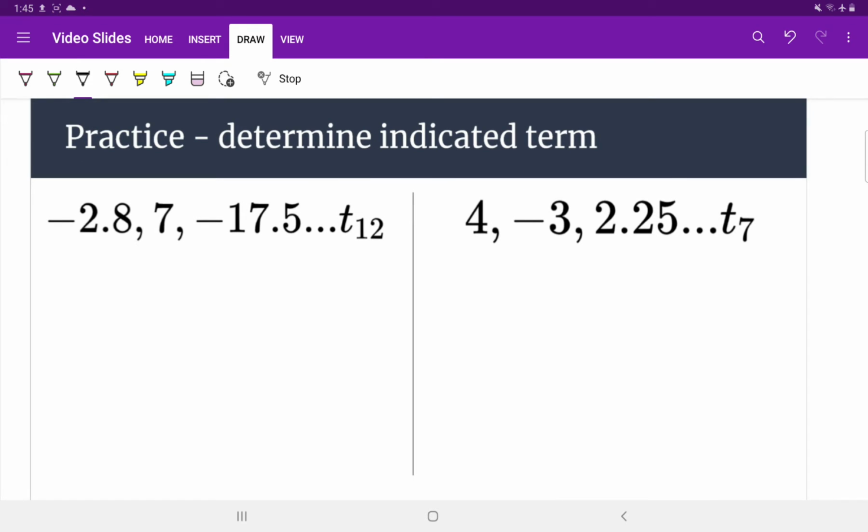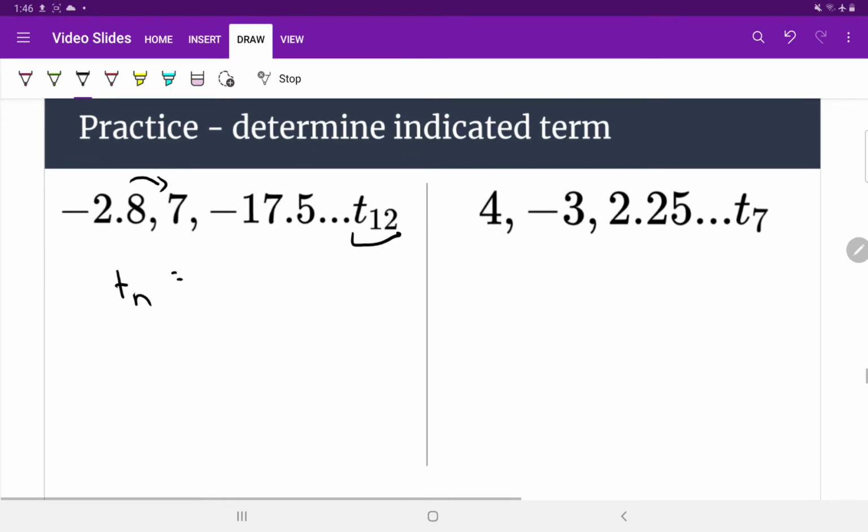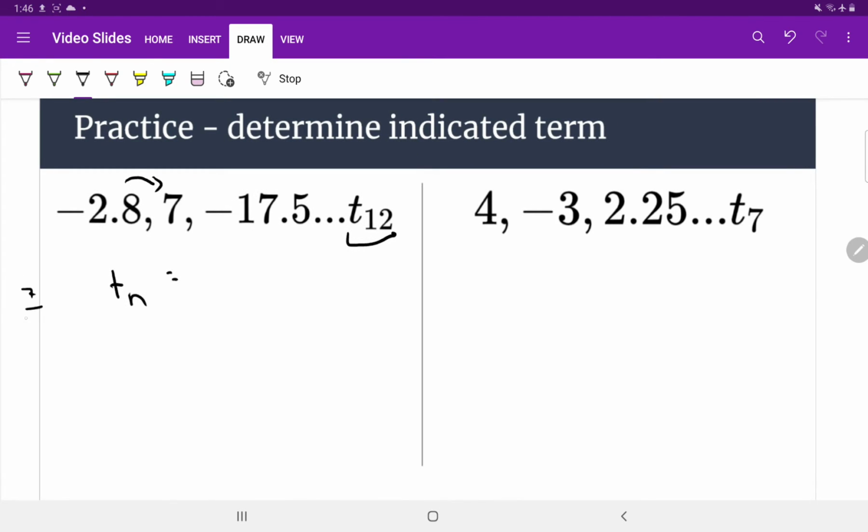So let's do some practice here. Determine the indicated term. We're given a ratio here, and we're given a sequence, and I want to know what term 12 is. First thing I'll do is figure out how I define this geometric sequence. How do I go from negative 2.8 to 7? Off to the side here, I'm going to say 7 divided by negative 2.8. And don't worry, I can't do that in my head, so I'm going to get out trusty Mr. Buttons here. 7 divided by 2.8 gives me 2.5.